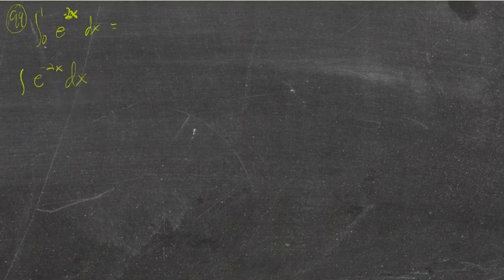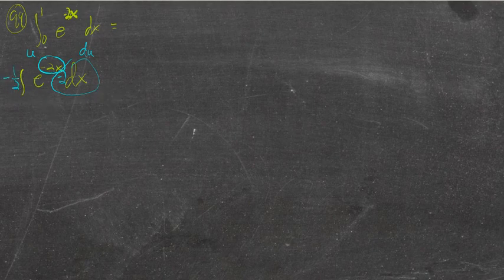So we'll probably let this be u. Then du would be negative 2 dx. So we would need a negative 2 here, and then this could be du. But we need to then multiply by negative 1 half to counteract that negative 2 multiple. So we have e to the negative 2x times negative 2 dx. That would be the derivative of negative 2x.